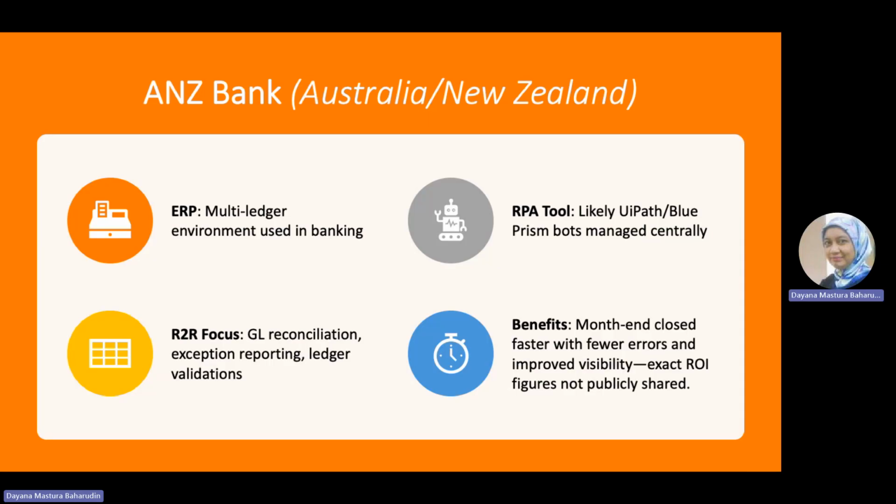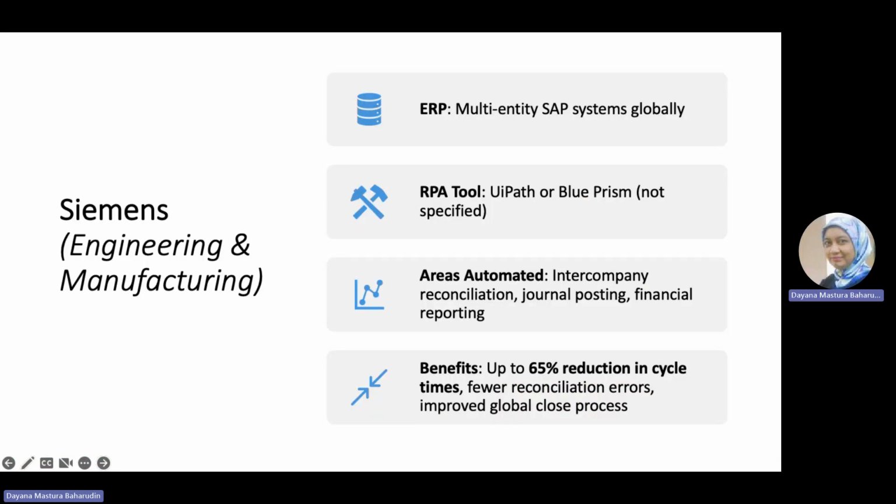R2R focus: GL reconciliation, exception reporting, ledger validations. Benefits: month-end close faster with fewer errors and improved visibility. This is what everyone wants. Exact ROI figures are not publicly shared. Okay, yeah, of course. It's PNC data.